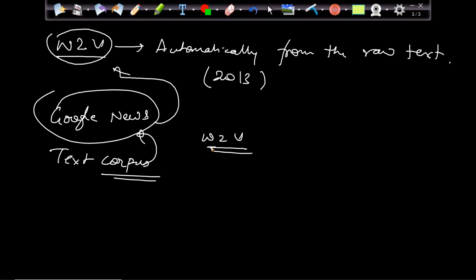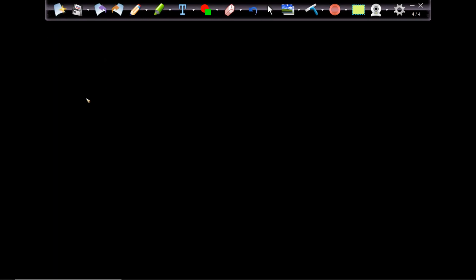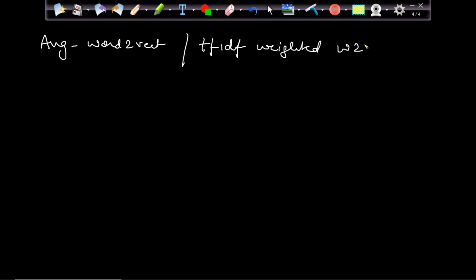Now, before I go ahead and talk about more in detail, few more things I want to talk about. Before I go and actually talk about the detailed algorithm, there are two techniques which people are using for making things faster. One is known as average Word2Vec, and second is known as TF-IDF weighted Word2Vec. These are the two techniques which people are using a lot. Let's try to understand this.